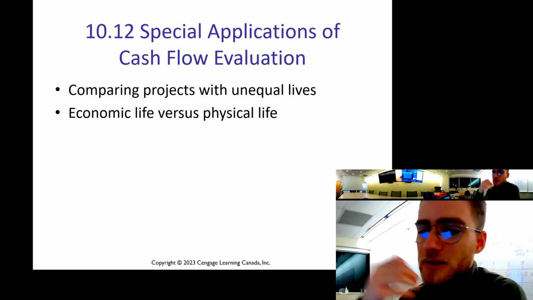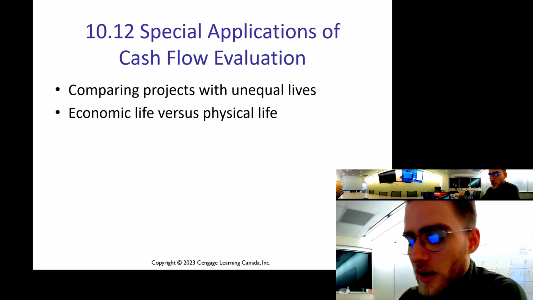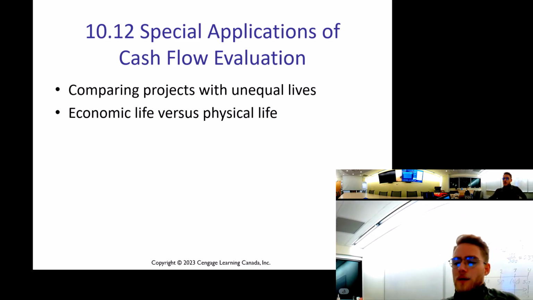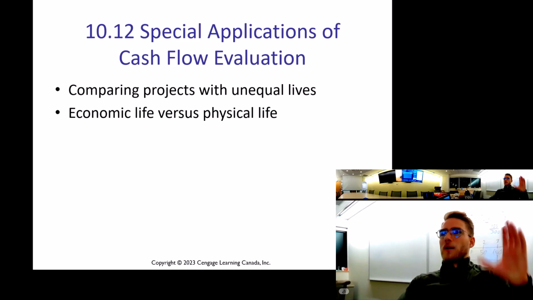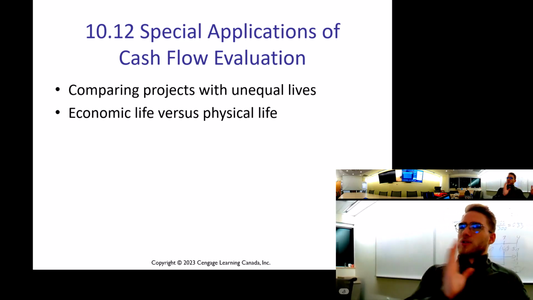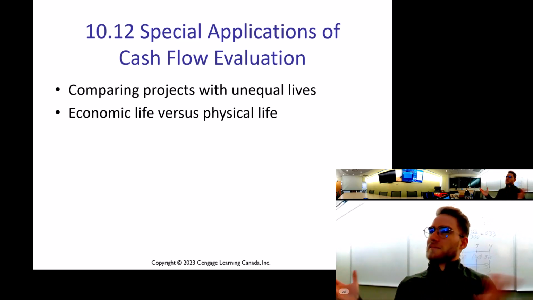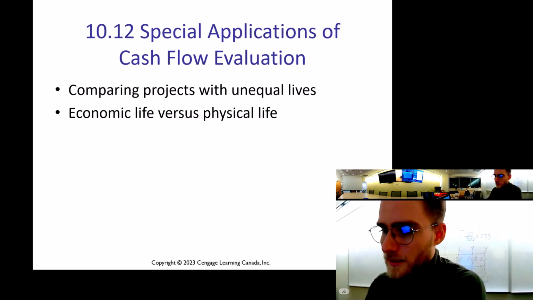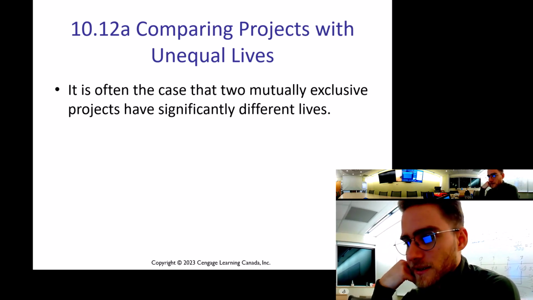So, special applications of cash flow evaluation: comparing projects with unequal lives, and then economic life versus physical life, right? And this sometimes comes with capital investments as well. The unequal life one gets interesting, because what if you have a project that's only 2 years and then you have a project that's 4 years? Well, how do I evaluate the 2-year project against the 4-year project? What if I just did that same project twice? Can I do that, right? Is it a replicable project? I have to consider those types of things. So when there is a largely different useful life, there are some other factors you have to consider.